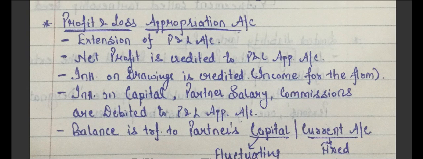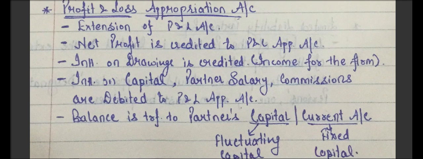Hello friends. So far I have discussed the P&L appropriation account, that it is an extension of profit and loss account. Net profit that we get from profit and loss account, we will credit it to profit and loss appropriation account. Interest on drawings is credited because it is an income for the firm. Interest on capital, partner salary, commissions, that is remuneration to partners, are debited to profit and loss appropriation account. And the balance is transferred to partners' capital or the current account.